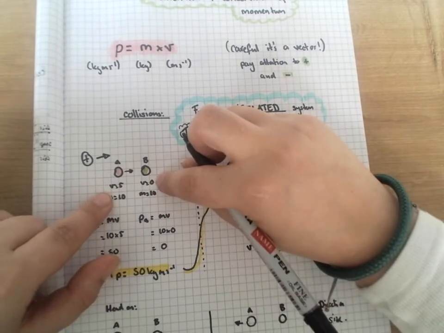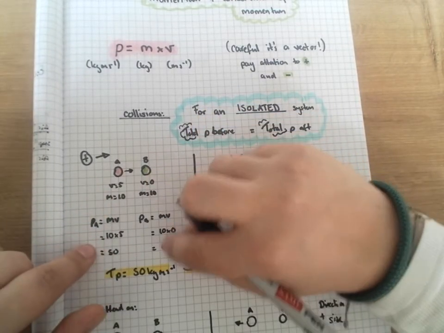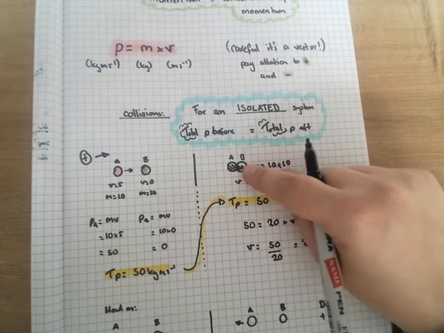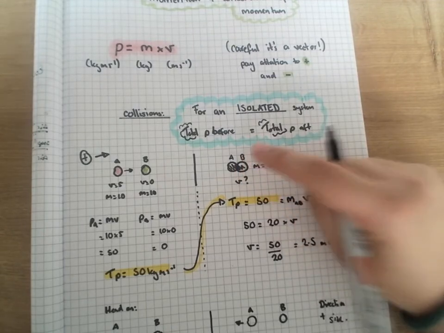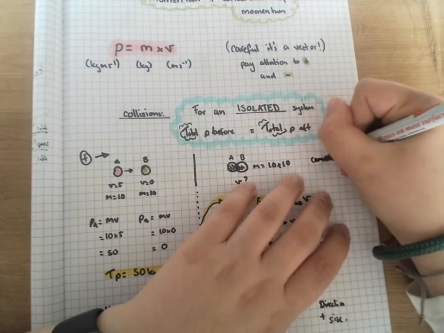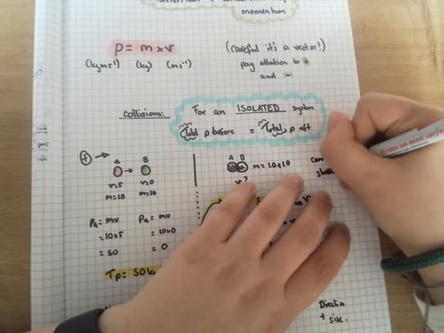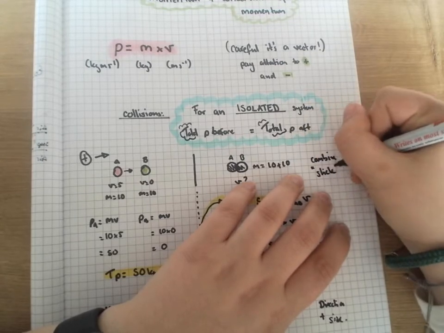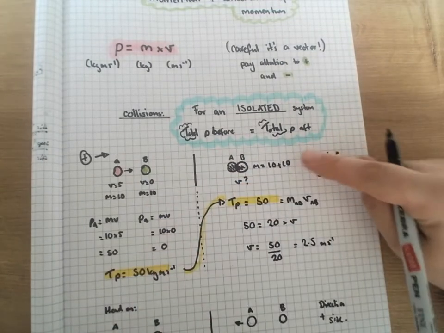They could have both of these moving. Again, if you had those, you'd have to add those together. But if they combine or they stick together, so the words that you might look for in a question would be combine or stick. If they give you those, this is the sort of problem that you are looking at.